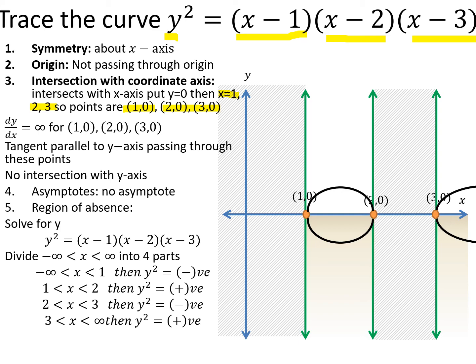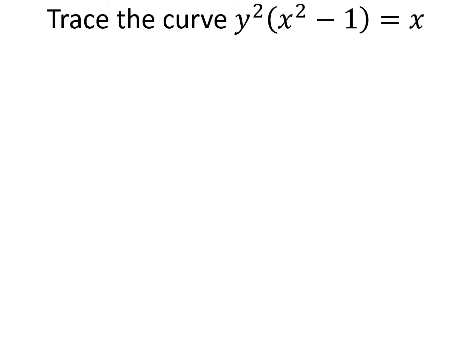Okay, so let's start with the third example. Now the next example is y square into x square minus 1 is equal to x. So again we will draw this curve on the x-y plane. We will go rule by rule to check which properties are satisfied by this curve, and according to that we will draw our curve.